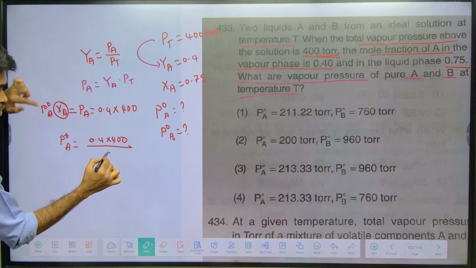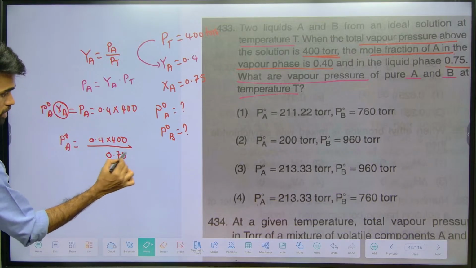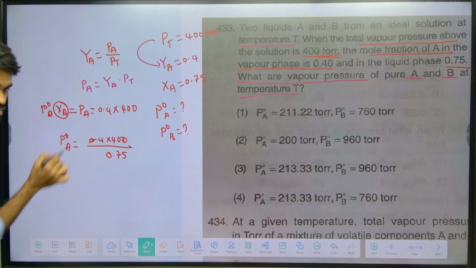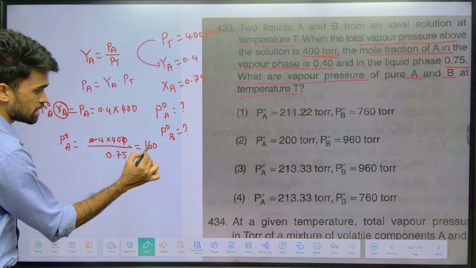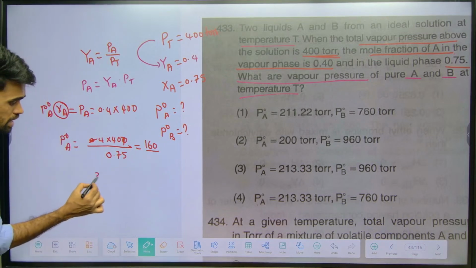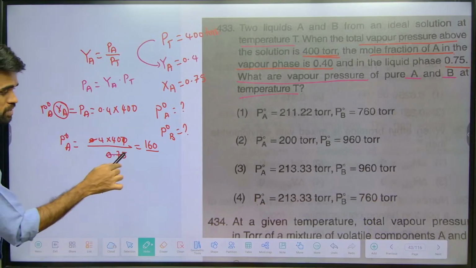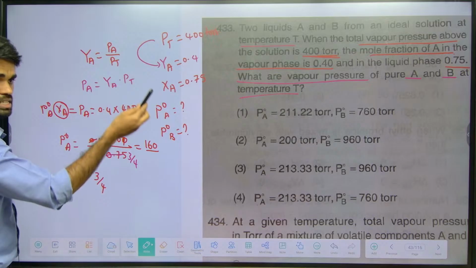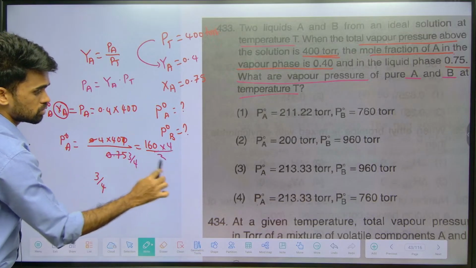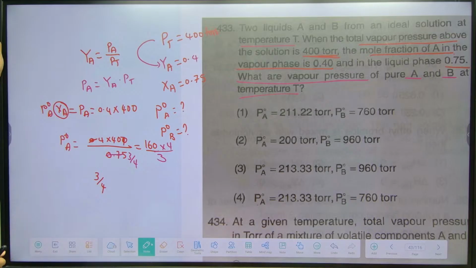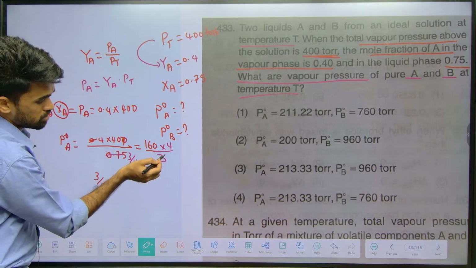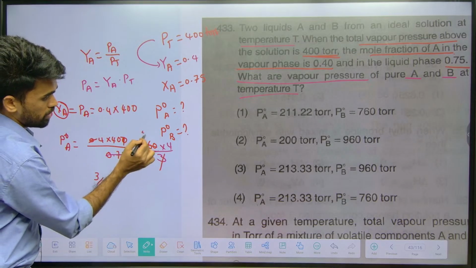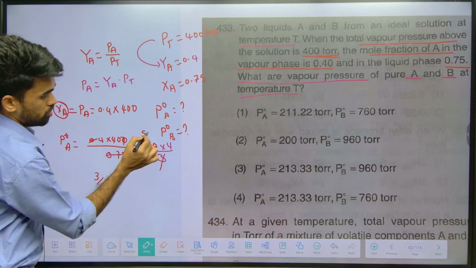So 0.75. Now I am cancelling this 0 with this 0, 4 4s are 16. So it becomes 160 by 0.75. Can I write 0.75 as 3 by 4? Just for simplification purposes. So you take the reciprocal. That's it now? Just check. How much will it be? How much will it be? Okay, how much?